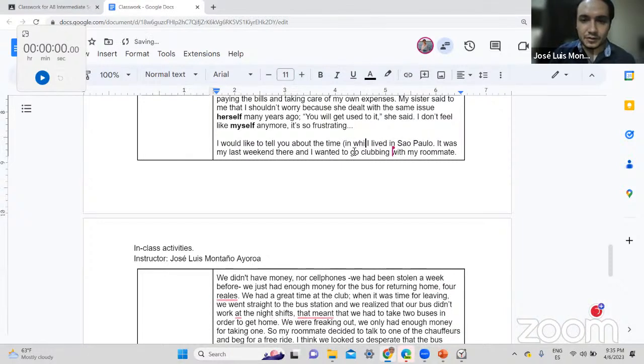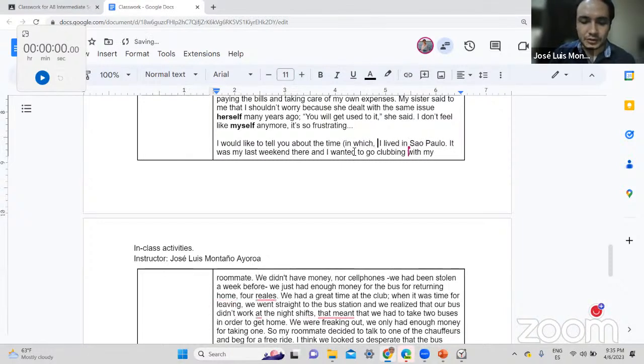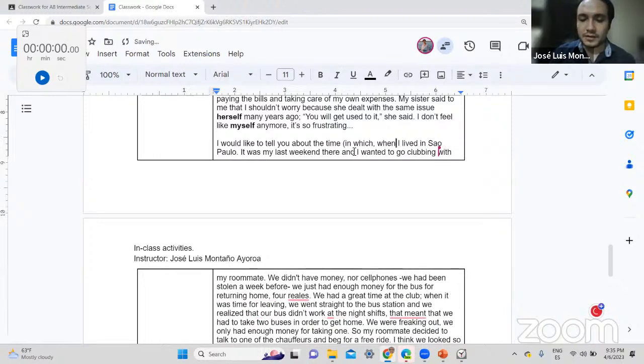All right. One can be in which or when. One of those is going to be fitted there. That's going to state that what you have here is a clause related to time. It's going to be an adjective clause related to that time. About the time, what time? The time when or in which I lived in Sao Paulo.